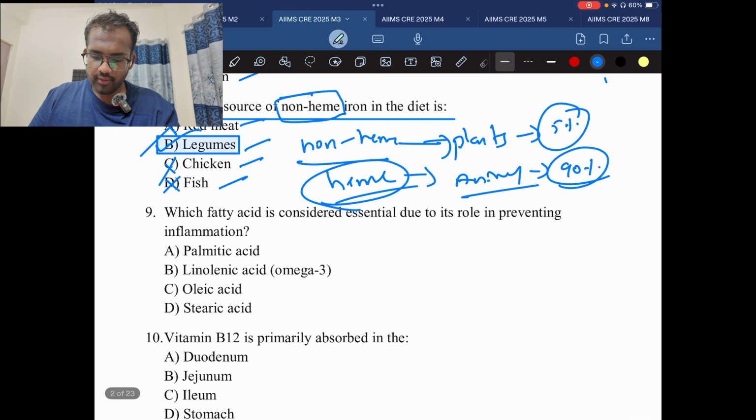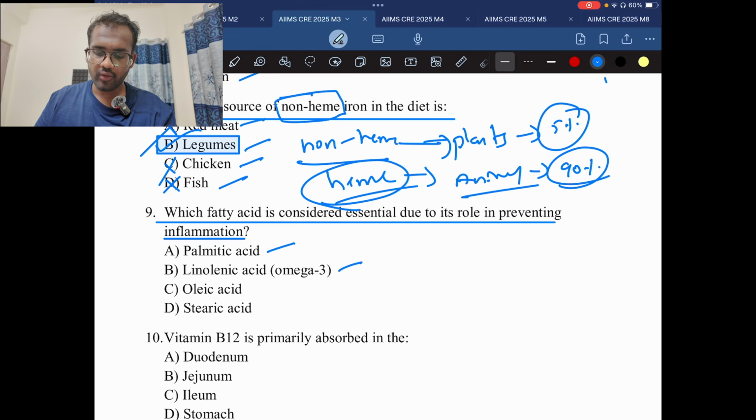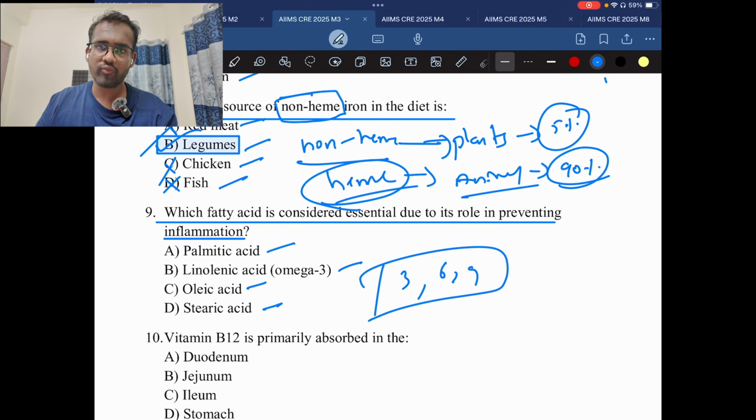Question number 9. Which fatty acid is considered essential due to its role in preventing inflammation? Palmitic acid, linoleic acid, omega-3, folic acid, stearic acid. About omega-3, omega-6, omega-9, I have explained in detail in part 1 of my marathon series. Go back and check the video. It will be very helpful for you guys. I have covered omega-3, omega-6, omega-9 in detail.